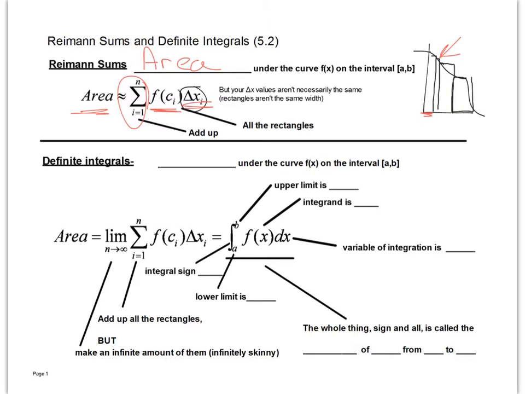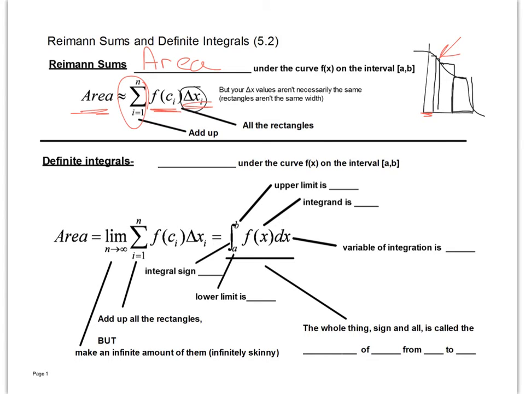Now, your book has some problems if you want to try some of these, but honestly, the idea is if you're making rectangles, they don't all have to be 1/2, 1/2, 1/2 in width. They can all be different sizes. That's big picture what you need to know. It's okay to have that.